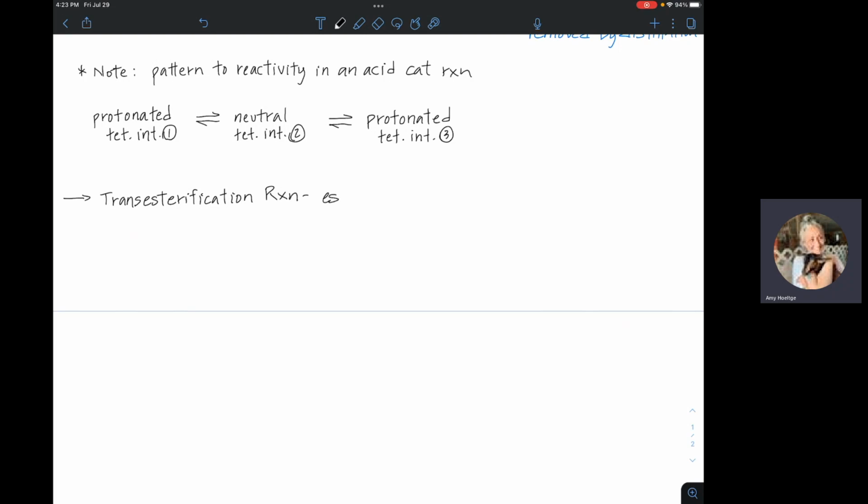So here we'll have an ester reacting with an alcohol instead of water. So that'll be your nucleophile, with the help of an acid catalyst.